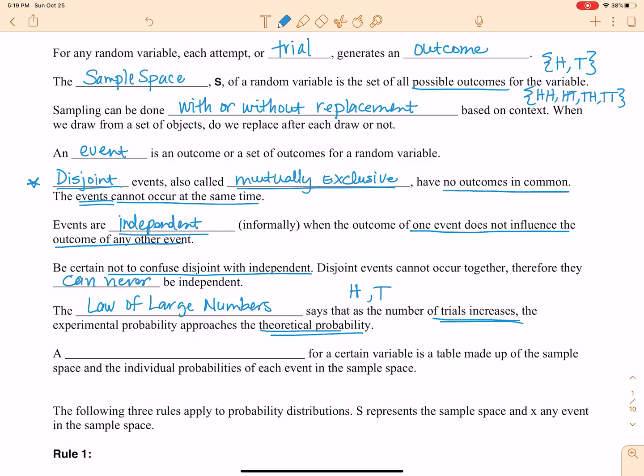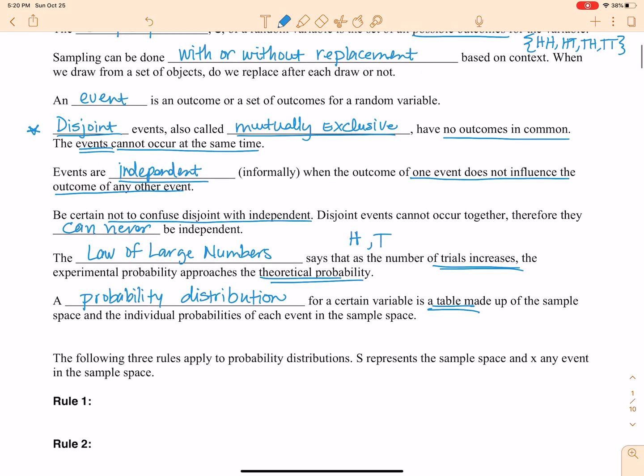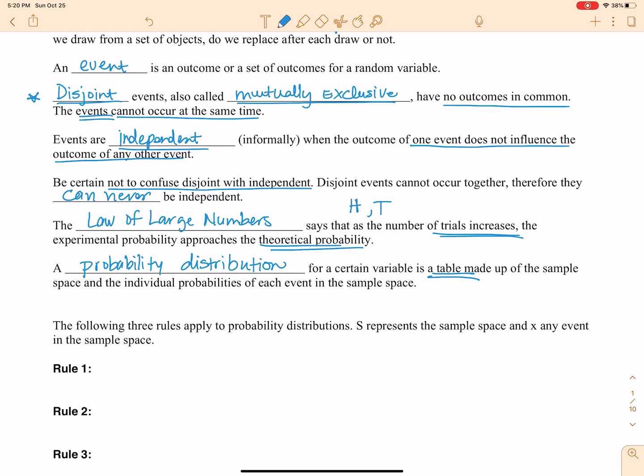All right, the other thing we need to talk about is a probability distribution. And all of these things I'm talking about are going to show up in examples and in the specific videos that I'm going to do for them. So a probability distribution for a variable is just a table, made up of all of my sample space and the individual probabilities that I can have within that sample space. Again, I'm going to show you what that looks like in an example.